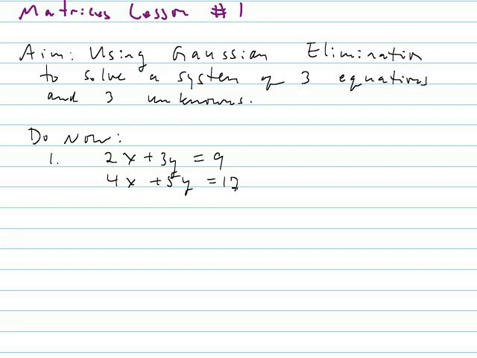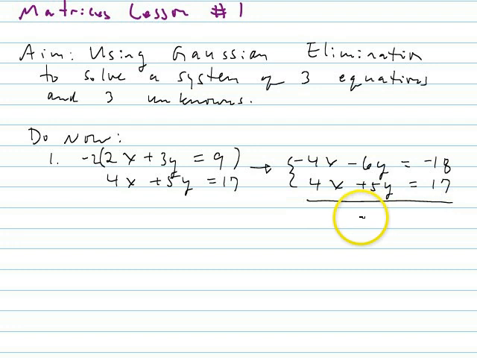The easiest way to do this question is to multiply the top equation by -2 to get -4x minus 6y equals, don't forget to multiply this by -2 also, -18. We do that so that the x's have opposite coefficients. Now we can combine these two equations to get -y equals -1, or y equals 1.